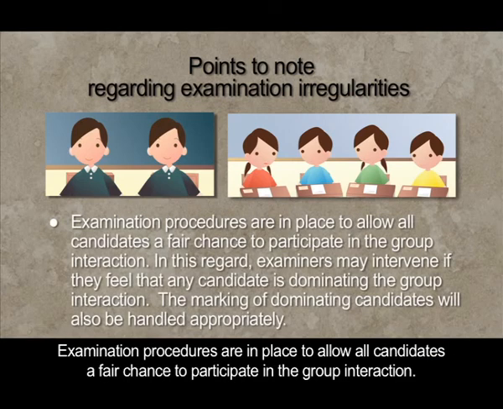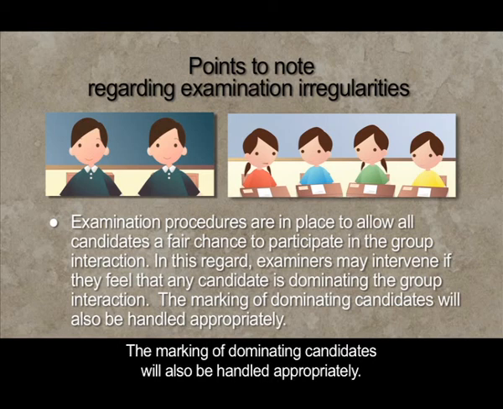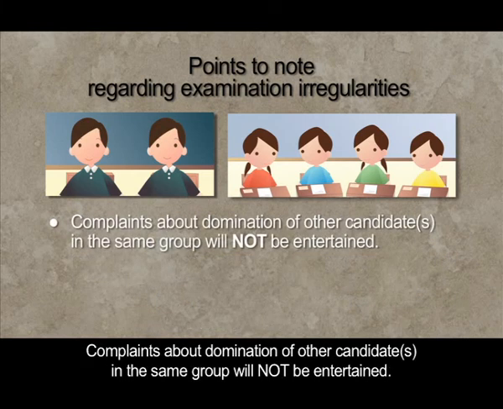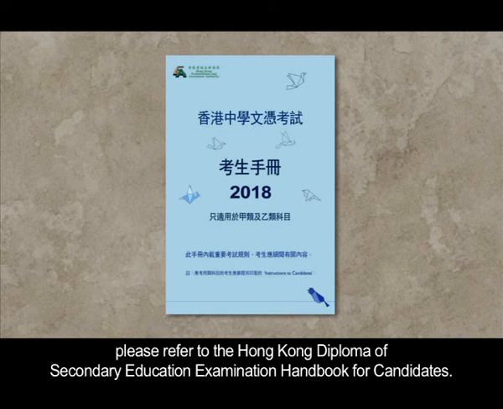Examination procedures are in place to allow all candidates a fair chance to participate in the group interaction. In this regard, examiners may intervene if they feel that any candidate is dominating the group interaction. The marking of dominating candidates will also be handled appropriately. Complaints about domination of other candidates in the same group will not be entertained. For more details about the regulations, procedures and instructions, please refer to the Hong Kong Diploma of Secondary Education Examination Handbook for Candidates.